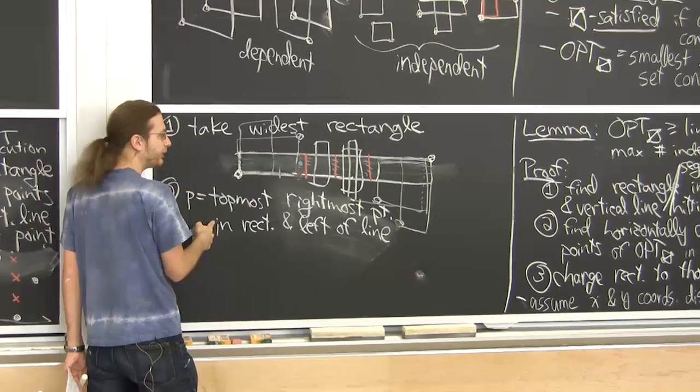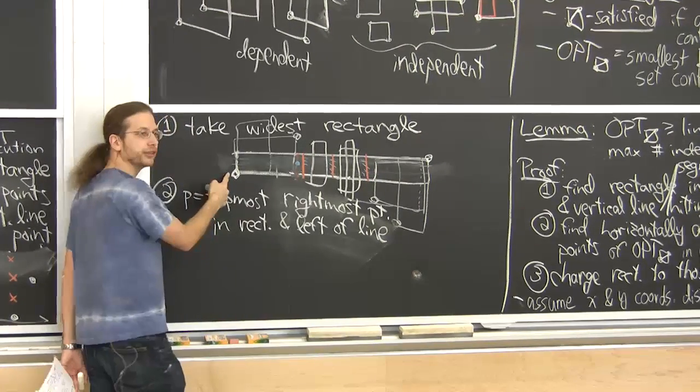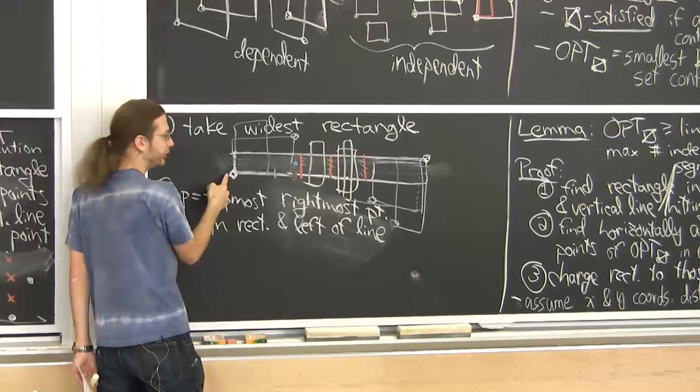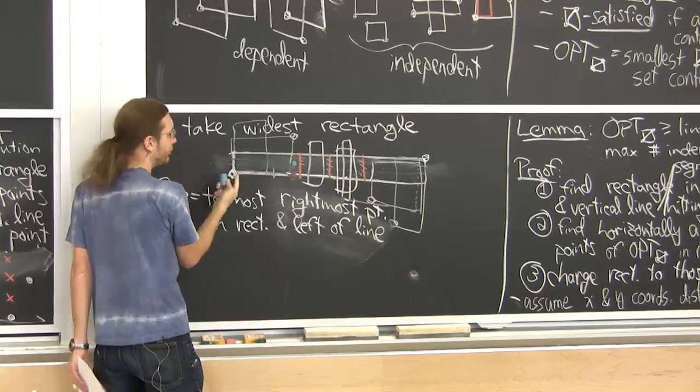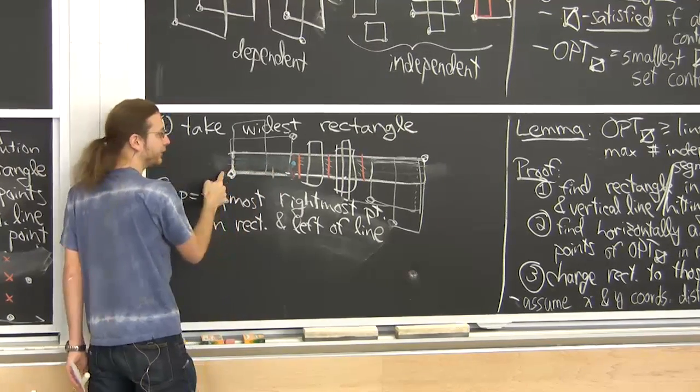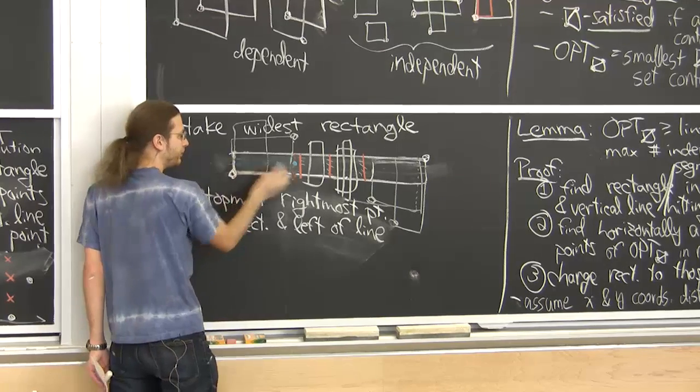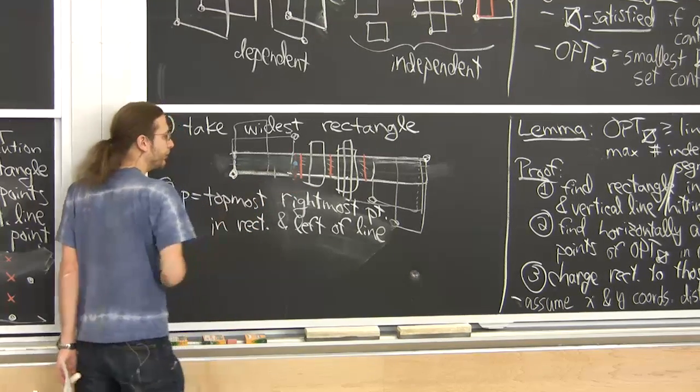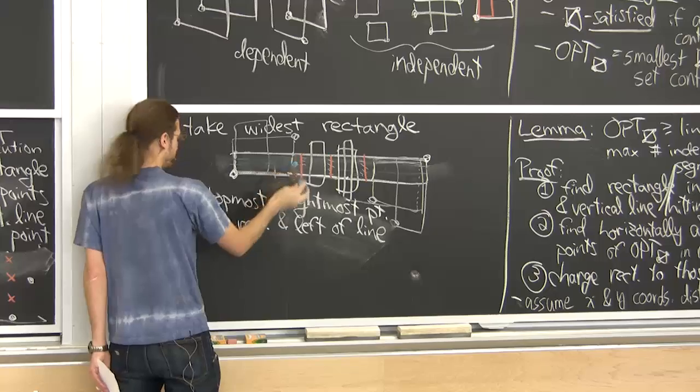How do I know such a point exists? Because this point is such a point, and this point is to the left of the line. So if there's nothing else in here, that is a valid choice. But in general, we go to the right as much as possible, then we go up as much as possible. So that's a point which we will call P.